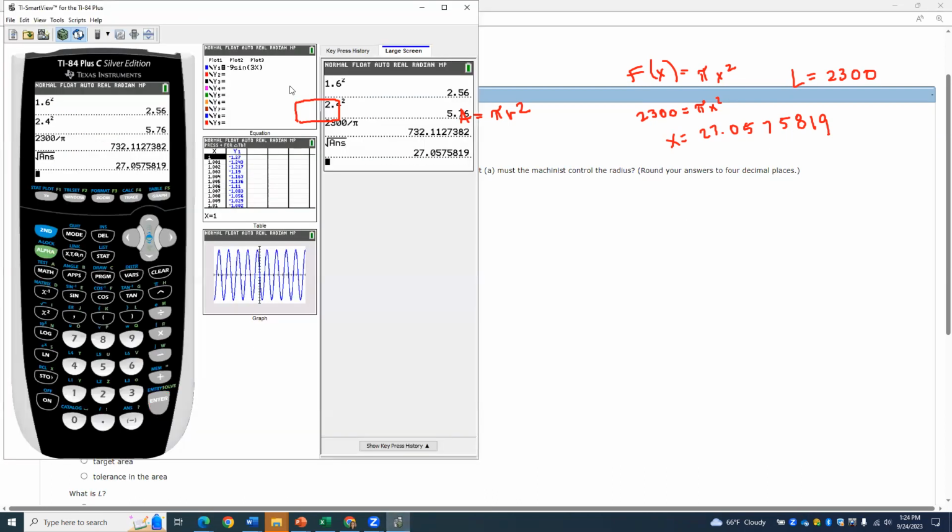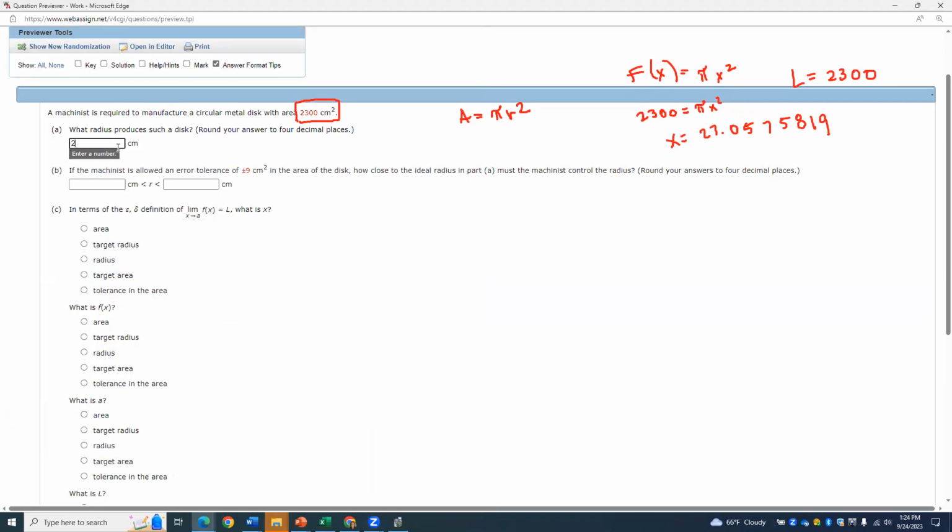I can't remember. Sometimes I can't read my own handwriting. 27.0576. I think that's 4, right?